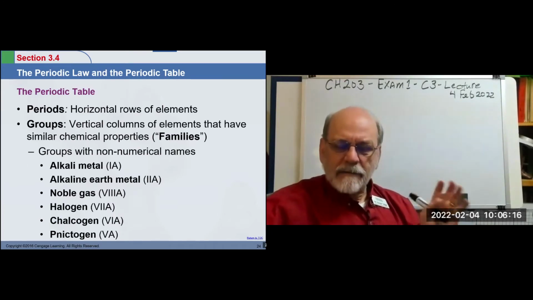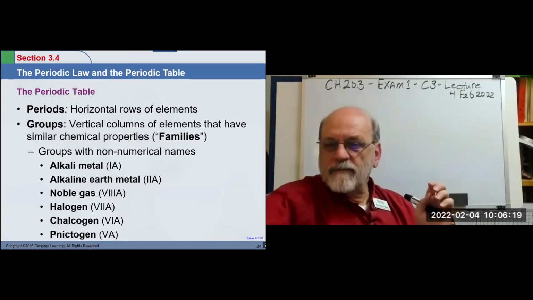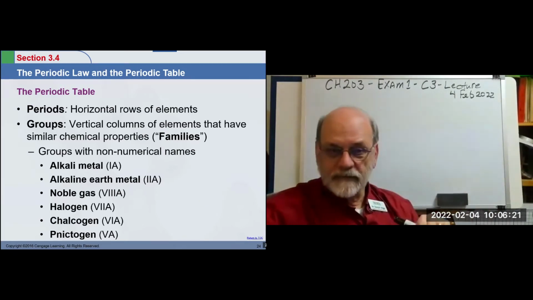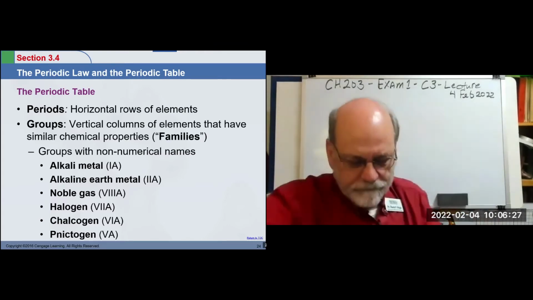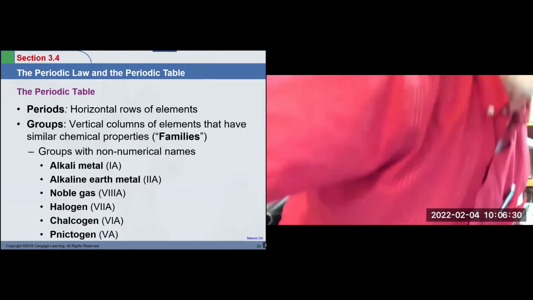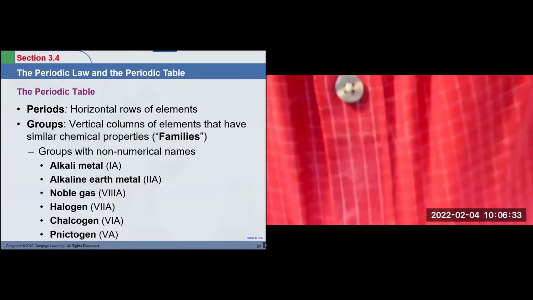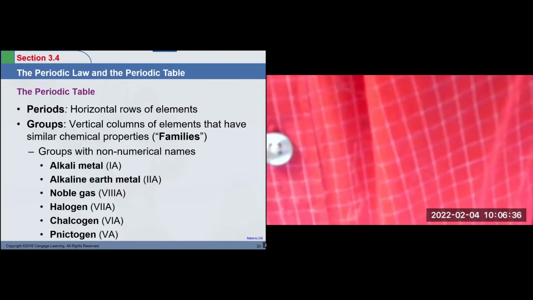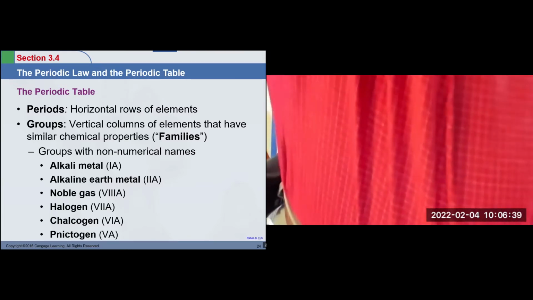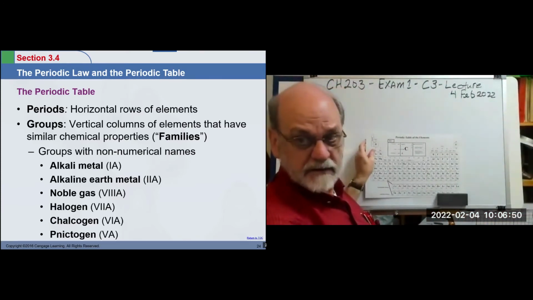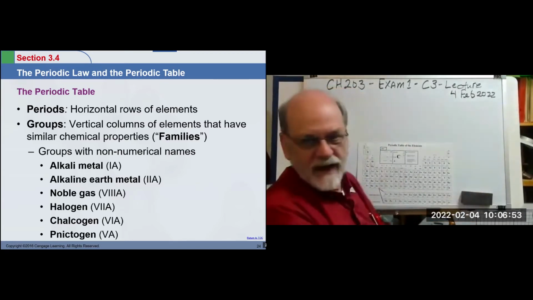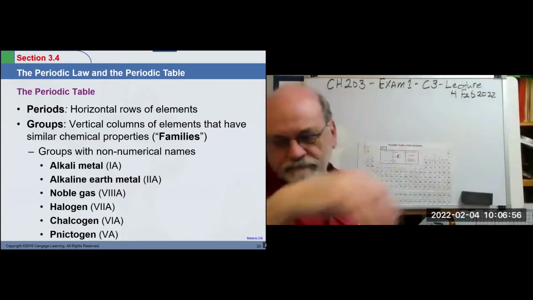Okay. Now, in the periodic table, we've mentioned periods. Those are the rows, right? Hold on a second. I've got a periodic table right up here. I just need to reach it. Okay. Now, here we go. Is it big enough to see there? Yeah, it's big enough. I'll move it closer to the camera if I need.